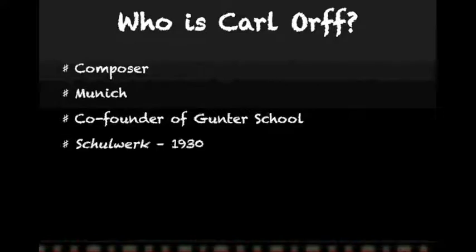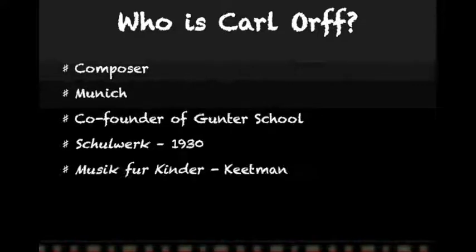In 1930, he published a manual entitled Schulwerk, in which he originally shared his method of teaching. The pieces in this book are collectively called Music for Children, and most of the pieces in this book were written by Gunild Keetman. The pieces in this book are not necessarily for children to play, as they are very difficult. They are to be used as examples that show the use of ostinato, bordun, and appropriate texts for children.